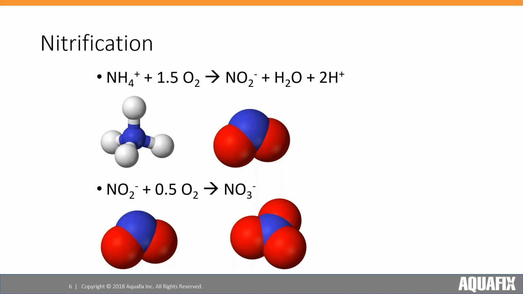So as we go through these two processes, you'll see that the ammonia on the left here requires some oxygen and then gets converted into nitrite with a little bit of acid generation. The nitrite then gets converted using oxygen again into nitrate.